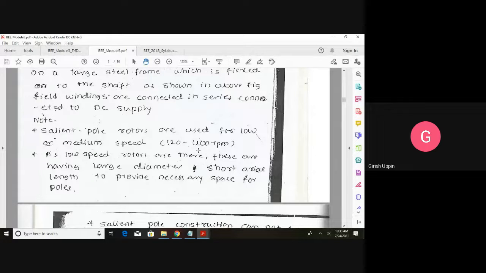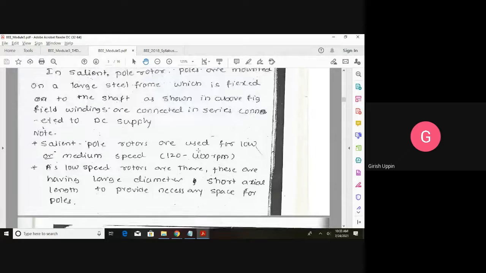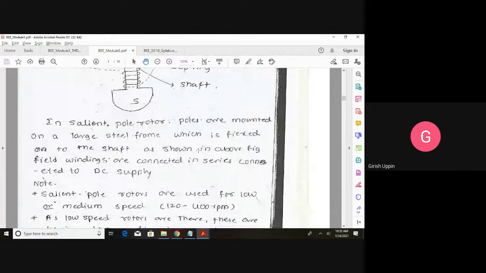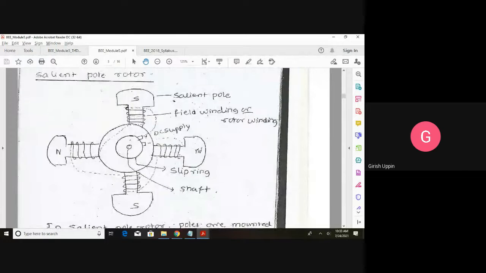As a low speed rotor, these have large diameters and short axial length to provide the necessary space for the poles. So these salient pole type motor rotors will have a large diameter, meaning their diameter is very high, but the length is very short.